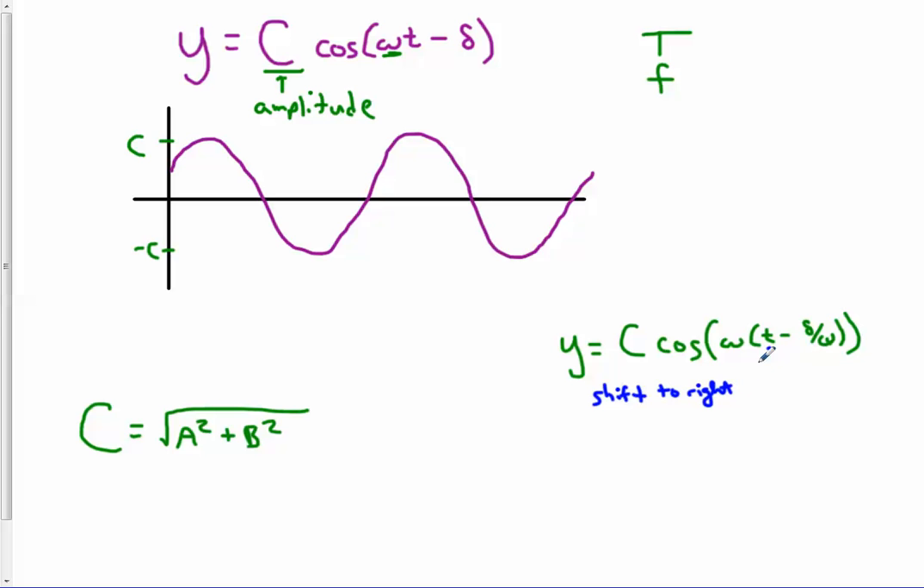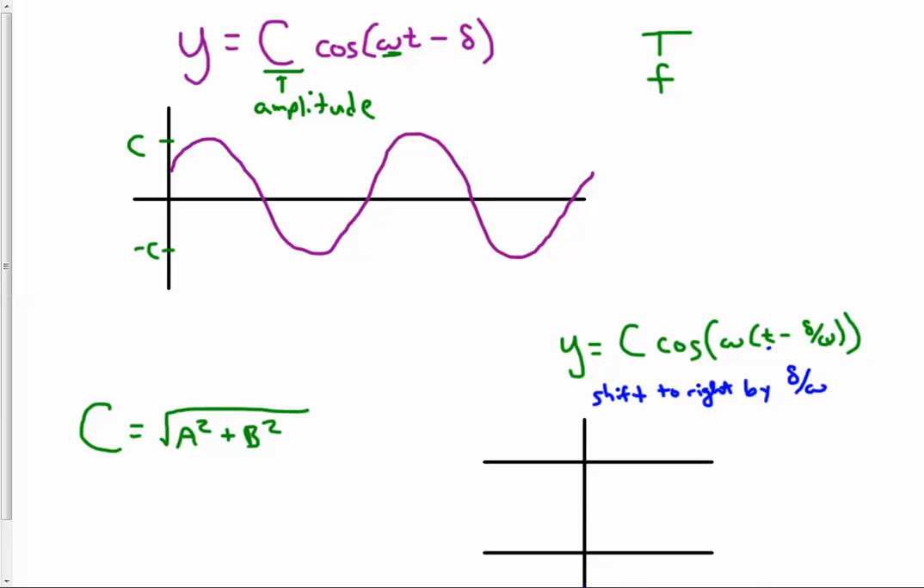So you may remember that horizontal shifts of functions are achieved by subtracting or adding from the t or x or whatever the independent variable is. And when you're subtracting, that's a shift to the right. So we are shifting to the right by delta over omega.